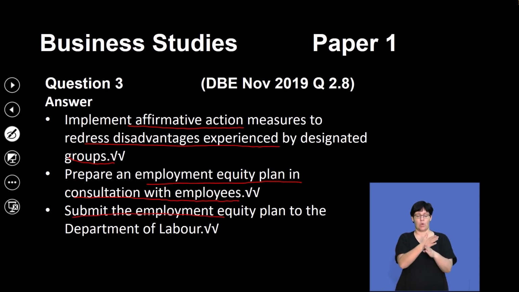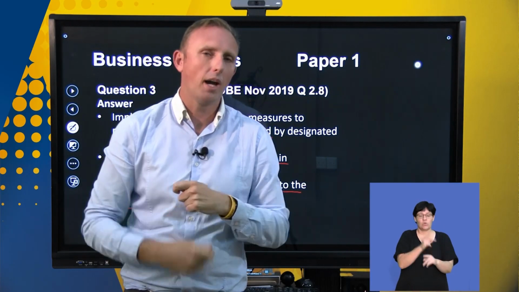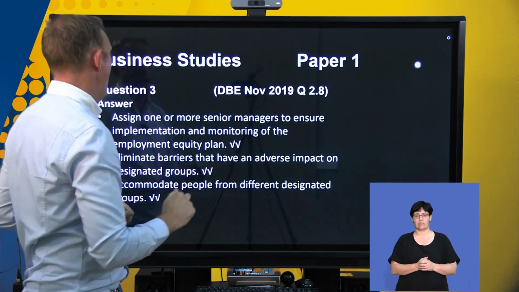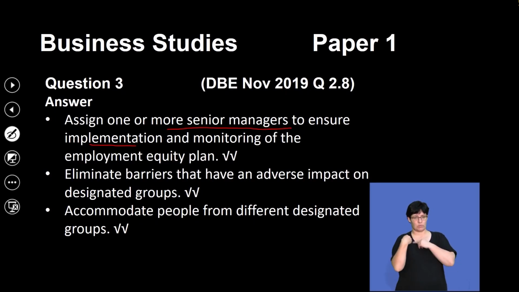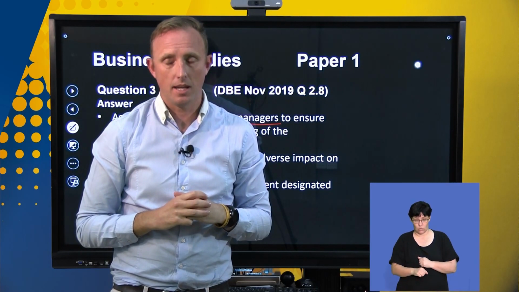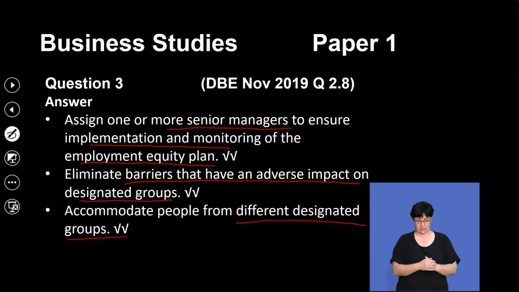And then we have to submit the employment equity plan to the Department of Labour, right? And there's a threshold in terms of how big your organization is before you actually have to submit your plan to the Department of Labour. You have to assign one or more senior managers to ensure the implementation and monitoring of the employment equity plan. So there has to be someone from top management to make sure that this equity plan is actually going to happen. Eliminate barriers that have an adverse impact on designated groups and accommodate people from different designated groups. So we're going to make sure that everyone feels welcome in our business and we can accommodate for everyone.